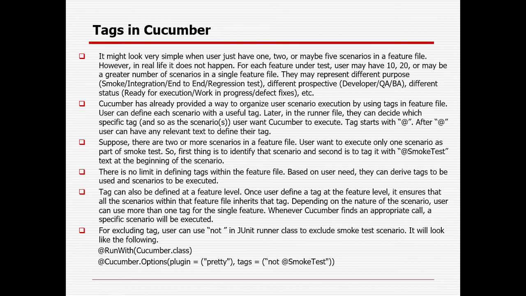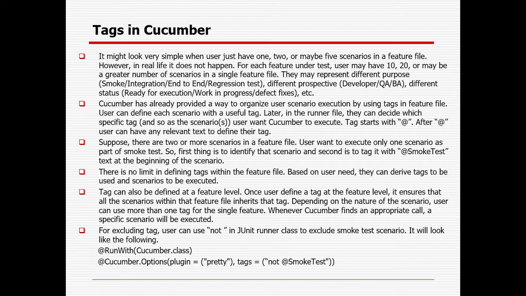Suppose there are 2 more scenarios in the feature file. The user wants to execute only one scenario as part of their smoke test or regression test. So the first thing is to identify that scenario, and the second is that you need to use the tag in the runner class, like @SmokeTest. It goes at the beginning of the scenario. There is no limit in defining tags in the feature file. Based on the user's need, they can derive tags to be used and scenarios to be executed.